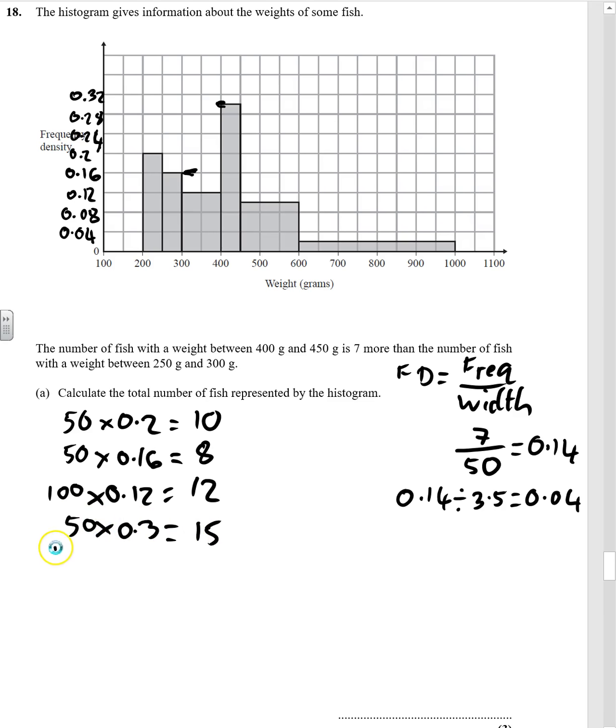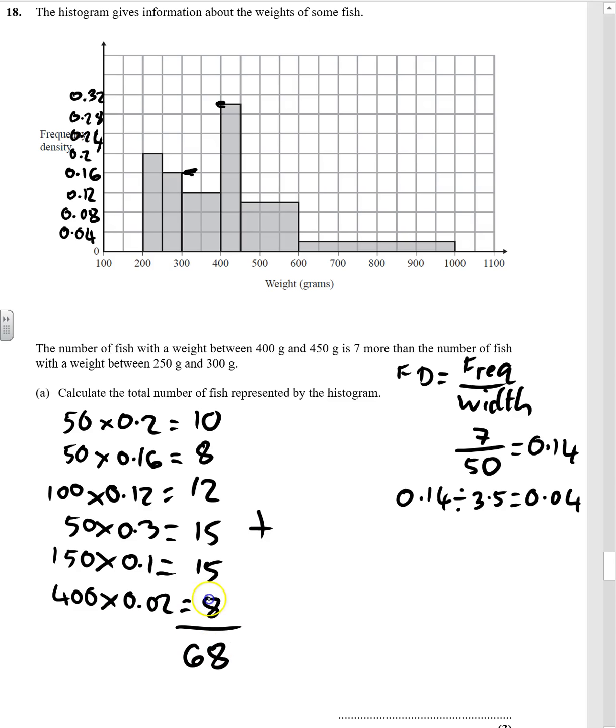15. Then we've got the 150 times 0.1. And then we've got a large one at the end, which is 400 times 0.02, which is 8. We then add all those together, 68, which is the number of fish that we require.